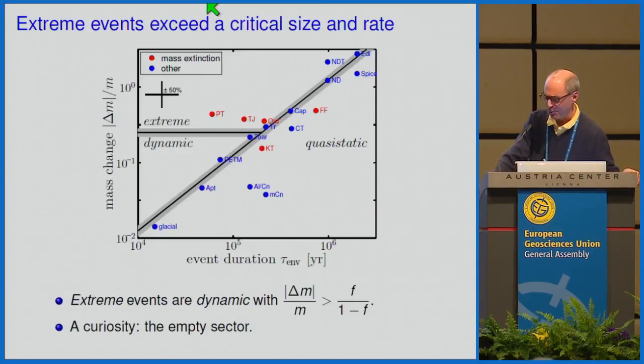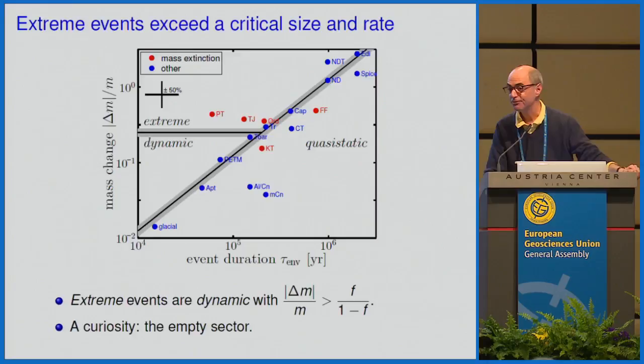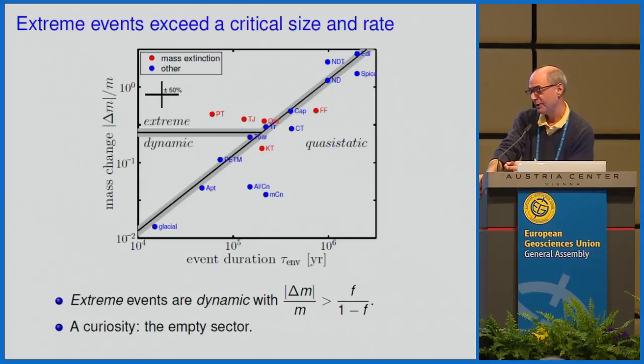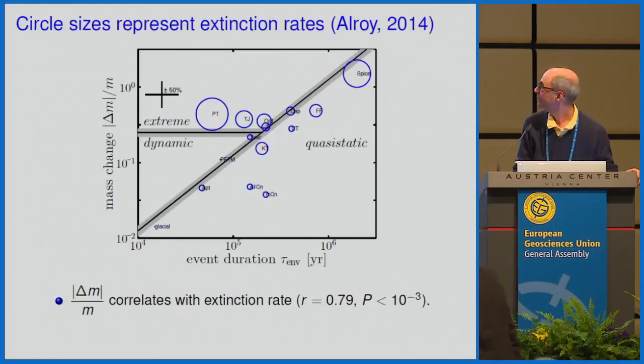All right. I'll point out, because I'm going to get back to it in a moment, that there's this sector over here which is empty. That may be significant and it may be not, and I'll make another point about that in a few minutes. So in the remaining time, I want to do two things with this data. First is to eliminate the blue and red color scheme and go back to Alroy's extinction rate data and effectively add a third dimension to the plot. And that's over here. So here the circle diameters represent Alroy's extinction rates.